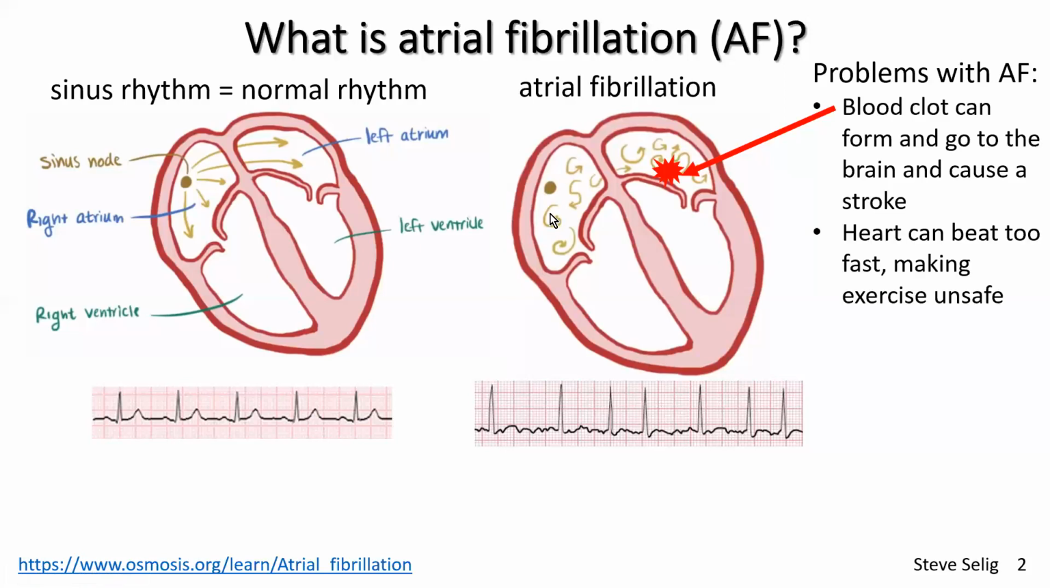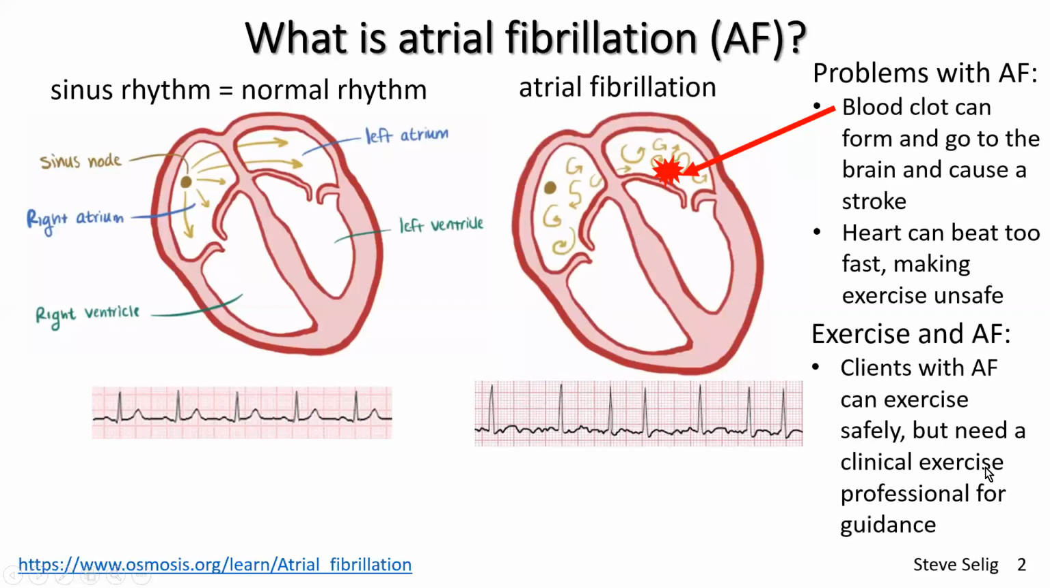The heart can also beat too fast, making exercise potentially unsafe. And this is again because we have this chaos occurring here. And if the atrioventricular node, which is not shown here, but acting as a bit of a brake on heart rate, lets too much of this electrical activity through, the heart rate will beat very fast. One of the prime medications given to control rate are beta blockers, which work at the atrioventricular node to just slow down the amount of conduction through into the ventricles.